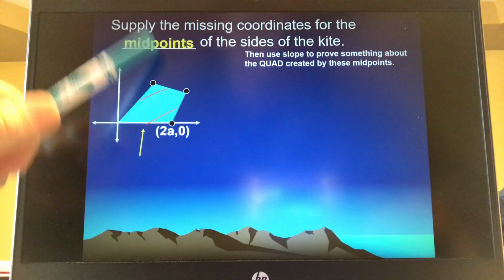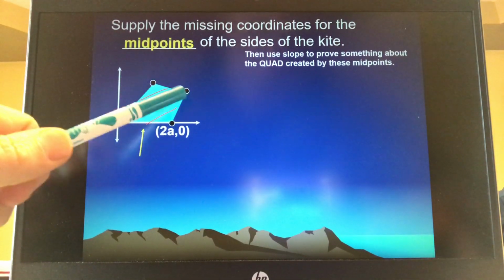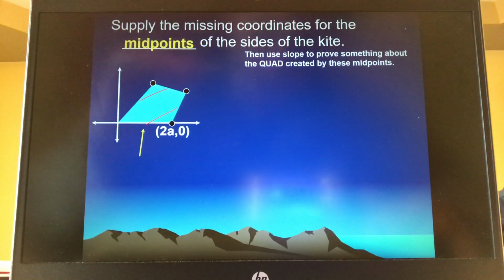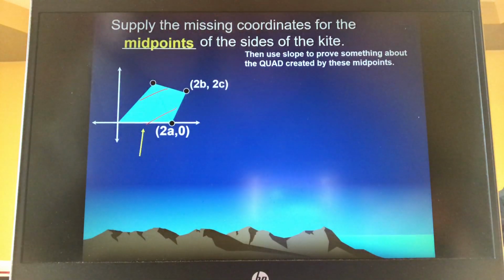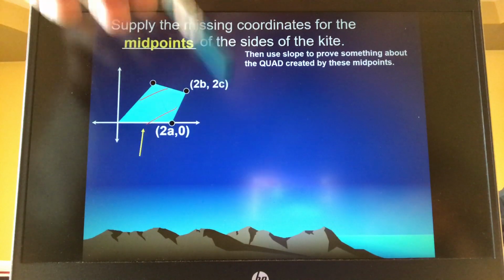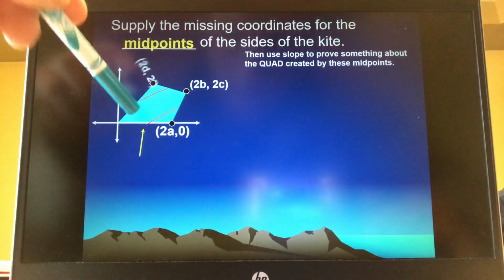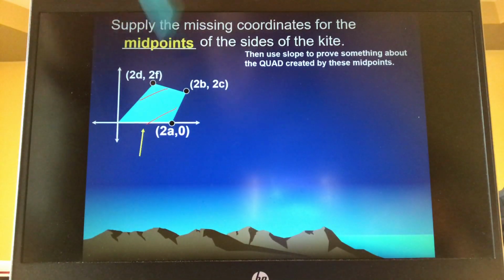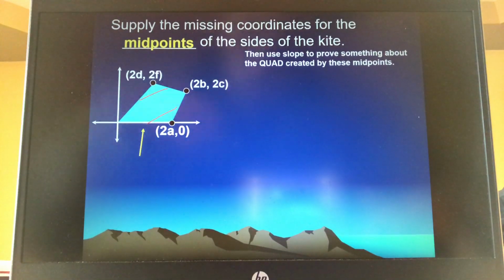These other 2 points technically have no relationship. You can't find these 2 from that first one. So I'm going to give those to you in a minute. The next one up here on the right is 2b comma 2c. Again, they have nothing to do with a. It's part of how kites work. And the last one, unfortunately, there's no way to get this one from these 2 unless you knew some angles here or something. So this is 2d comma 2f. And of course, we're back at the origin over here for this kite.